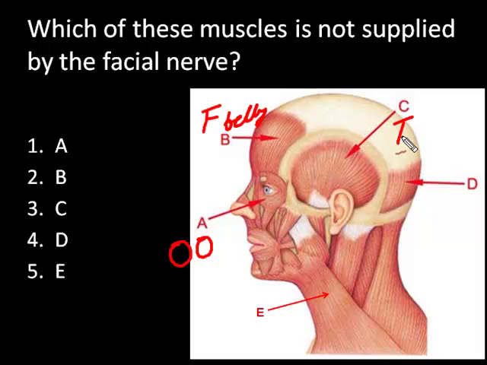This muscle is the temporalis. D is the occipital belly of the occipitofrontalis, and E is the platysma.